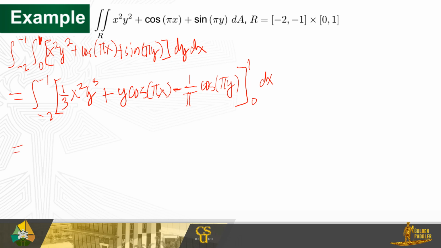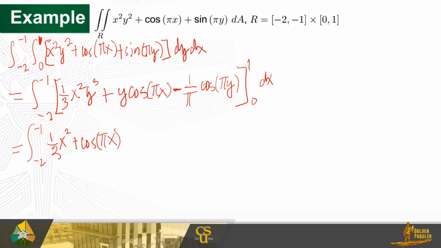So, evaluate lang natin. So, negative 2 to negative 1. Kung y is 1, so magiging 1/3 x squared lang ito. Then, kasi yung y is 1, so magiging 1 lang to. So, magiging cosine of pi x na lang yan. So, we have cosine of pi x.